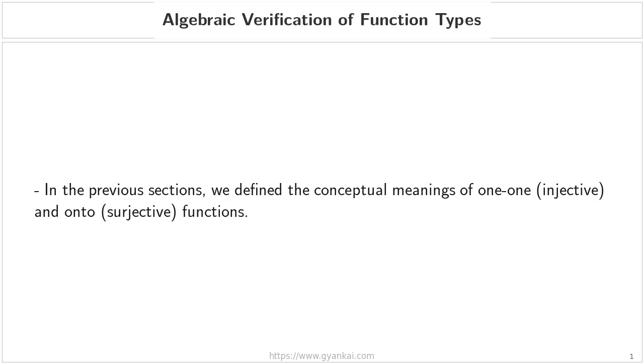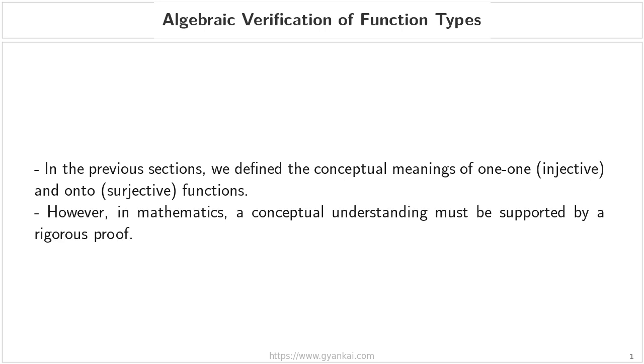In our previous sections, we focused on the conceptual meanings of one-one functions, which we also refer to as injective functions, and onto functions, known as surjective functions. You should now have a good intuitive grasp of what these terms mean. However, in the field of mathematics, a conceptual understanding is only the first step. It must be supported by a rigorous proof.